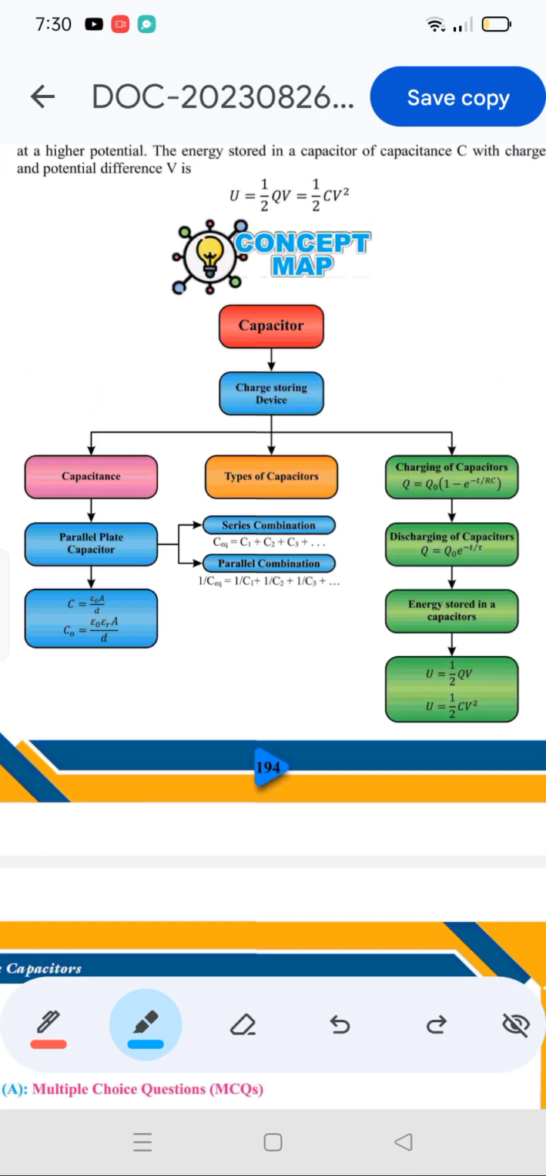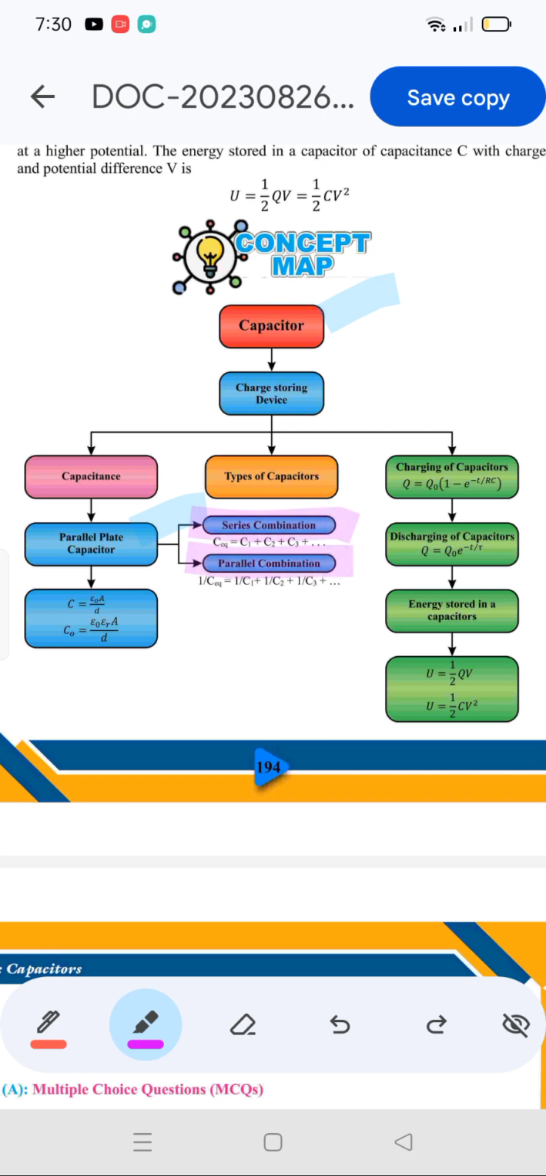This is very easy. Initially we discussed the capacitor. It is a device which stores a large amount of charge in it. That is a capacitor, a charge storing device. Then we discussed capacitance. We discussed series combination and parallel combination.